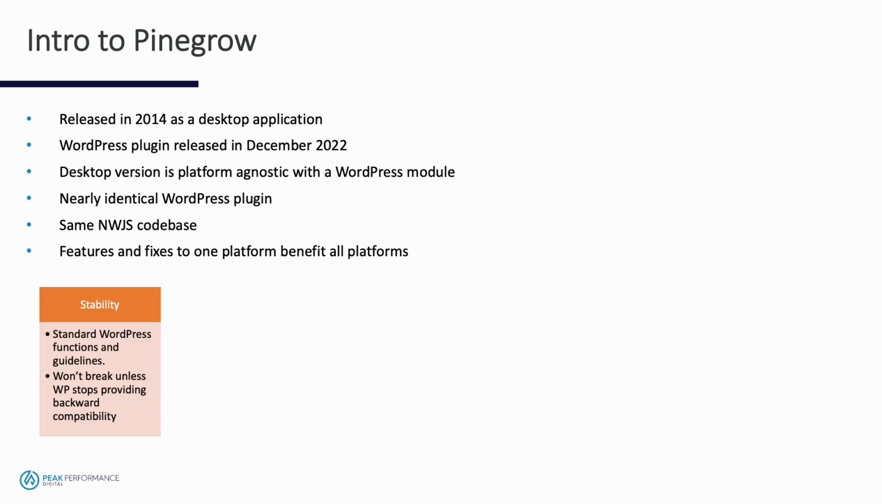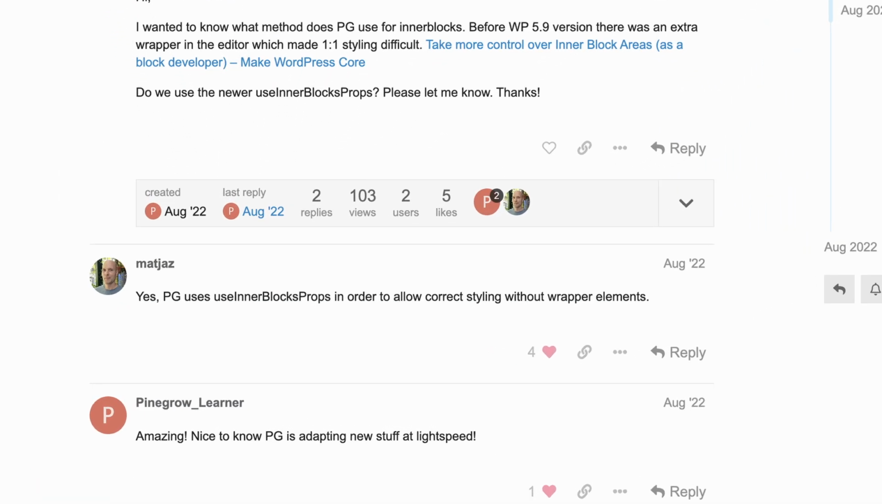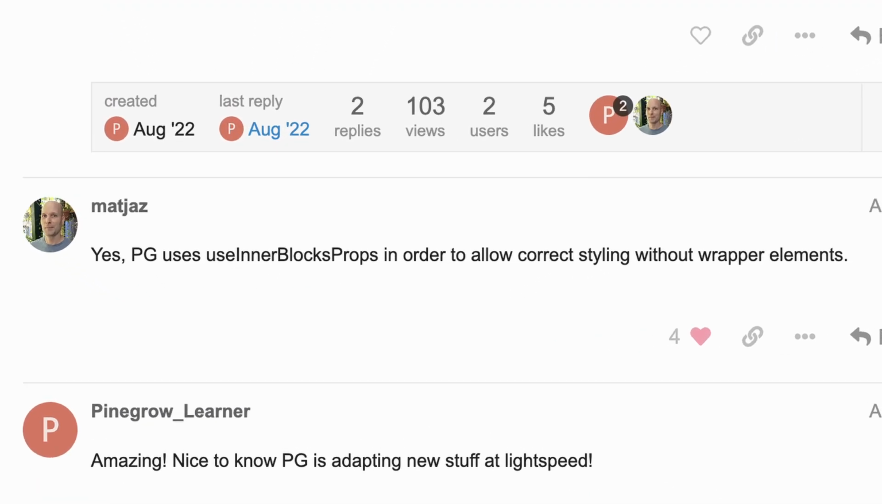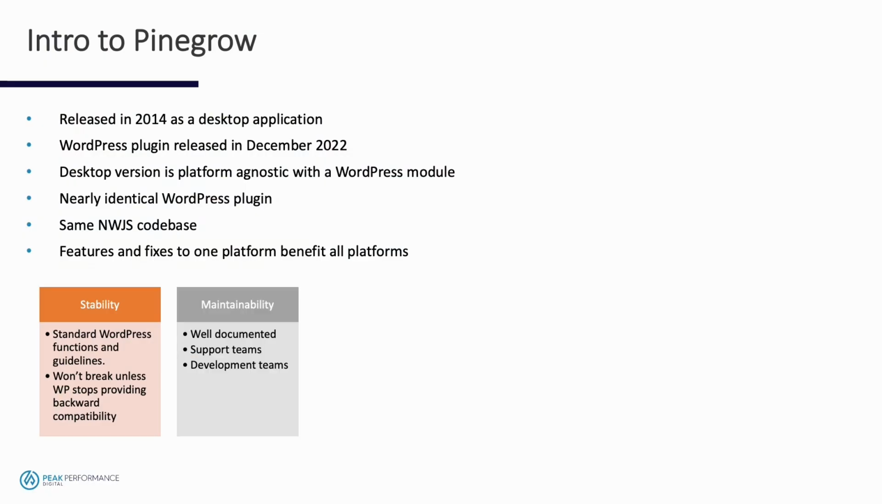In terms of stability, it's rock solid. As we've seen, there's no need for the builder to be loaded on your website to use the blocks. And if you choose to use the desktop version, there's no need to load anything extra in WordPress at all. It uses standard WordPress functions and follows their developing guidelines. What that means is that your blocks will keep working as long as WordPress doesn't break their own backward compatibility. And if you know anything about WordPress, you know how well they support backward compatibility, well beyond what most other products do. Now, let's take a look at maintainability.